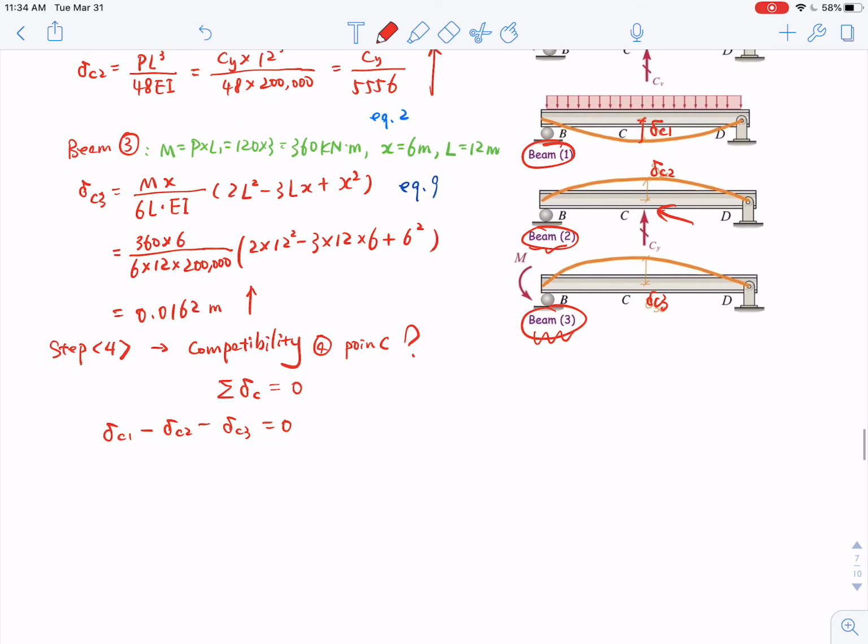Then we will substitute the numbers in this equation. You get 0.081 minus Cy over 5556 minus 0.0162 equals 0. So from here, you can calculate that Cy equals 360 kilonewton. Now we have determined the reaction force at Cy.